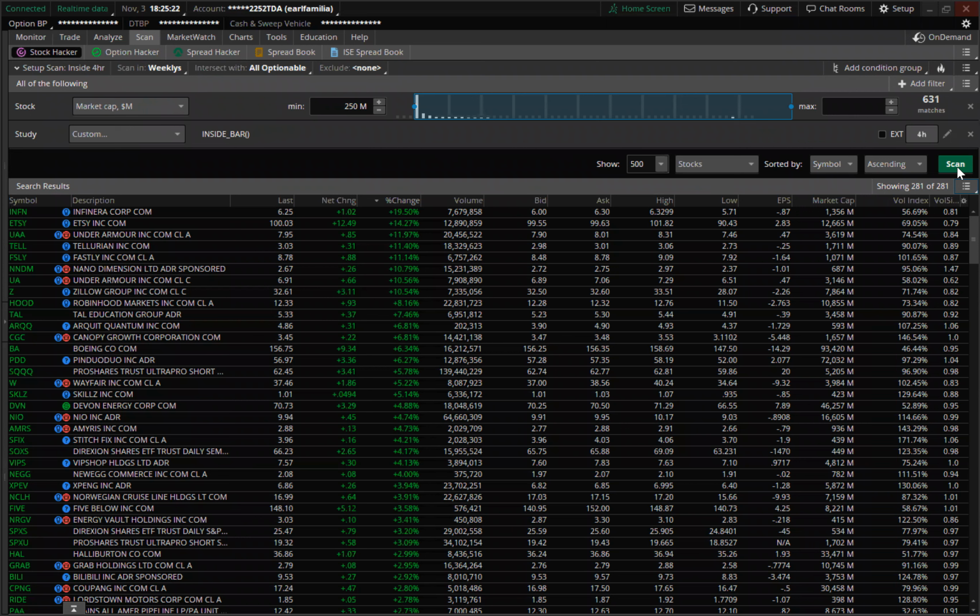Just ran the inside 4-hour scanner. I see a few tickers on here we're familiar with. So what I typically do in this step, because I know what I'm looking for in terms of the type of trades, is if there are sectors that are just strong and running, then of course you want to lean towards the things that are obvious.